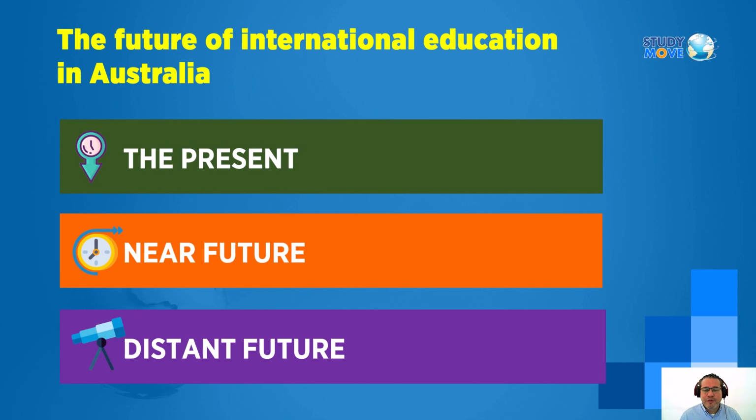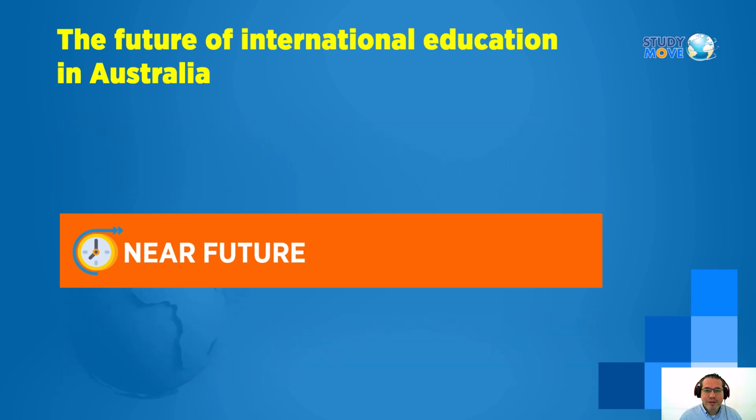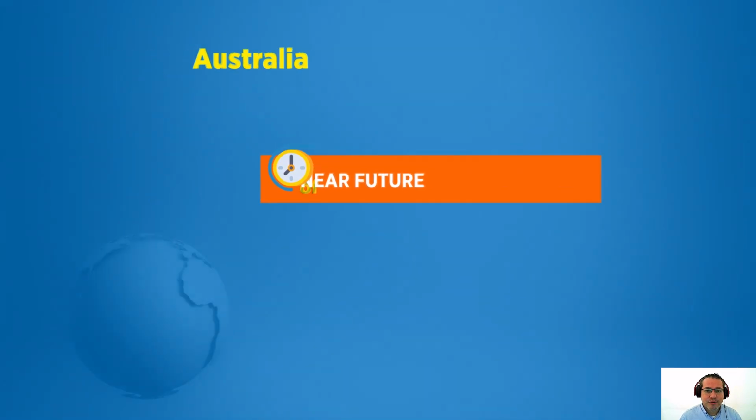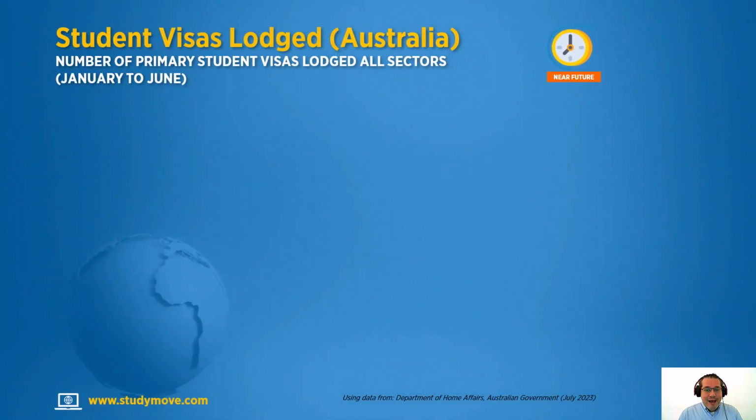And the big question, of course, that everybody has is, following this nice trend of recovery, what's next? What's in the near future? What can we expect in the next 12 to probably 18 months? I believe the best metric to look at, the best leading indicator, is the number of student visas lodged. This tells us the number of students who have already accepted an offer and are in the process of lodging visas.